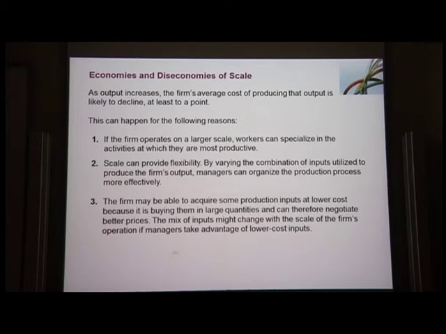Especially for raw materials that you need to produce, a bigger firm will buy in bulk. So it means that they can get the inputs or the raw materials at lower cost because they buy in larger quantities. They can negotiate better prices. That means lower input cost, and that can also lead to a lower average cost per unit, which will lead to economies of scale. So these are the three reasons why economies of scale can be present in the long run.